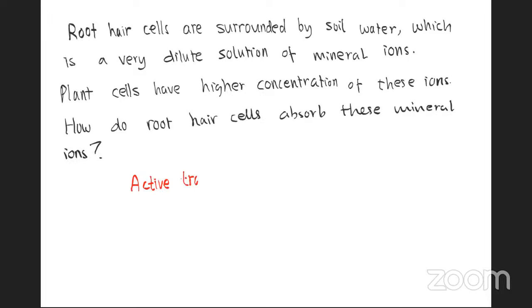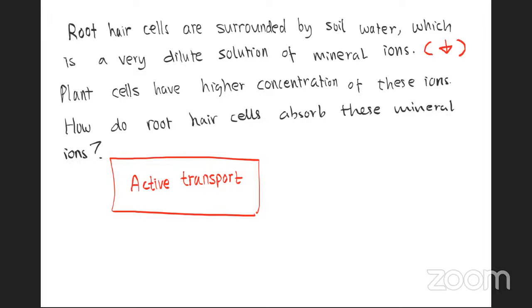That's how active transport is. Soil water is a dilute solution of mineral ions, low in concentration. Plant cells, on the other hand, have a higher concentration of these ions. Plant cells already have a high mineral ion concentration.